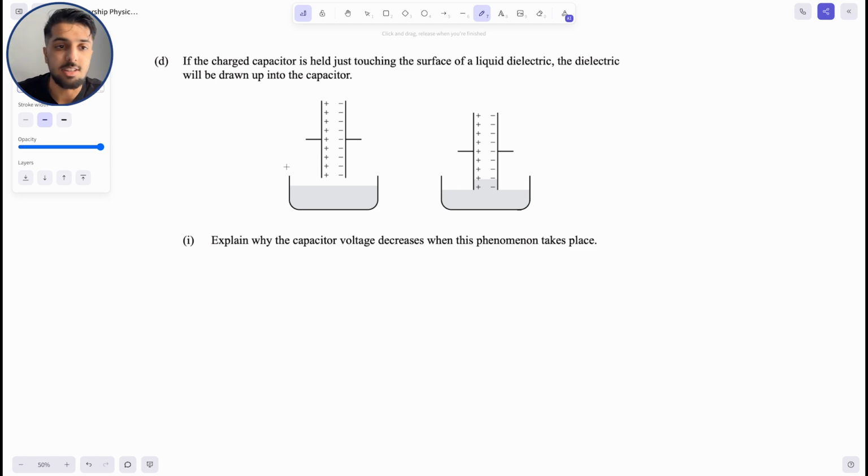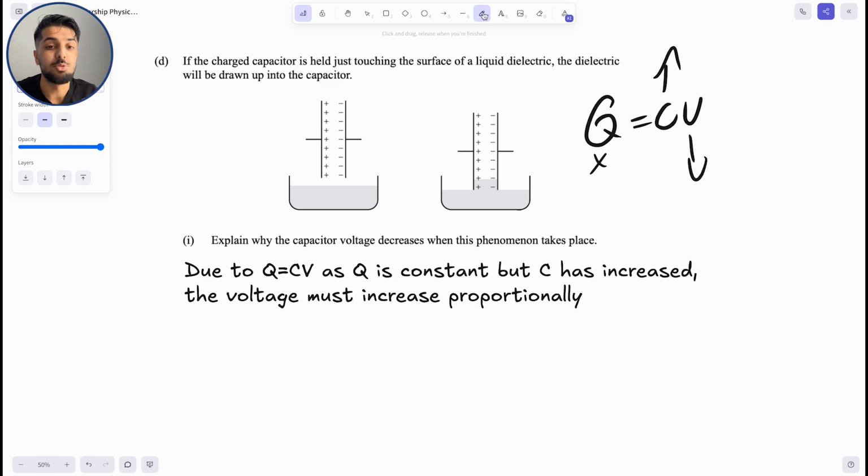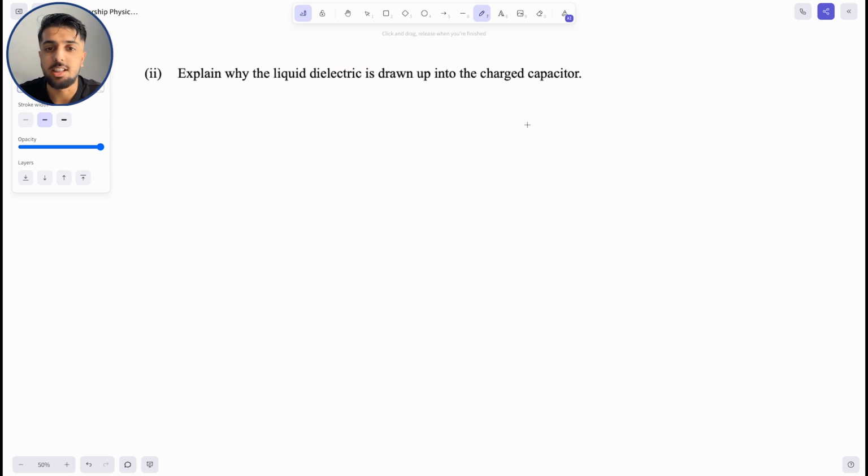Okay, so again, this is a simple case of Q is equal to CV. When we add a dielectric into the capacitor, the capacitance will increase, as the charge has not changed during this process, so that remains constant. Therefore, the voltage must decrease. So let's write that in. Due to Q is equal to CV, as Q is constant, but C has increased, the voltage must decrease proportionally. Explain why the liquid dielectric is drawn up into the charged capacitor.